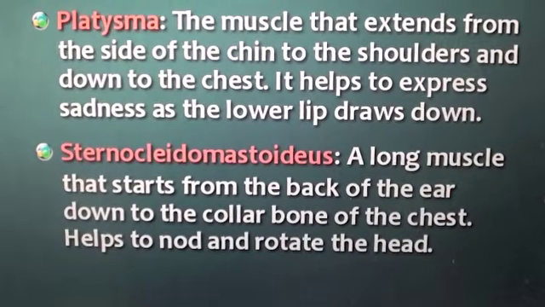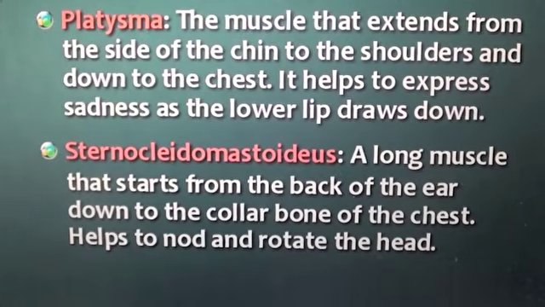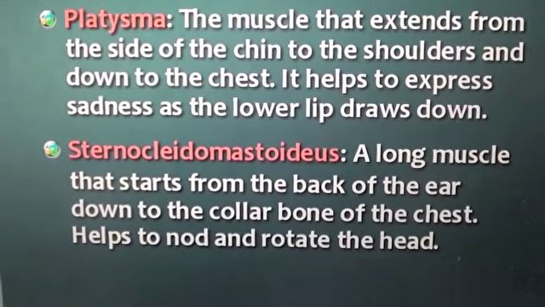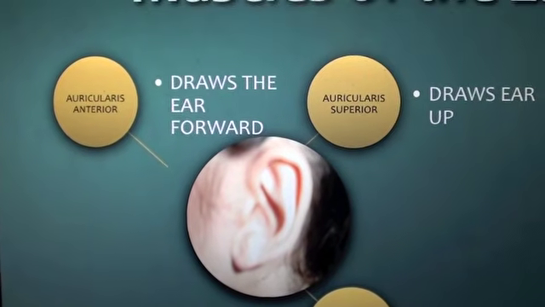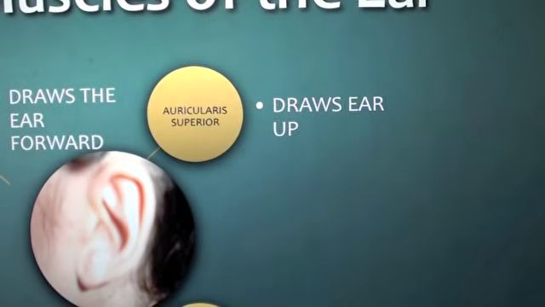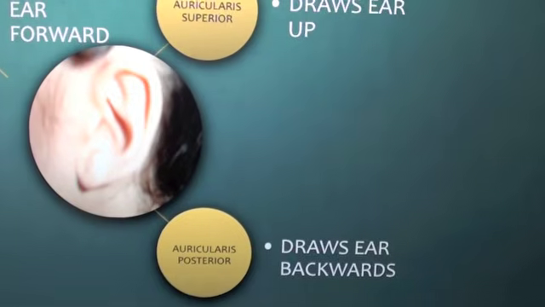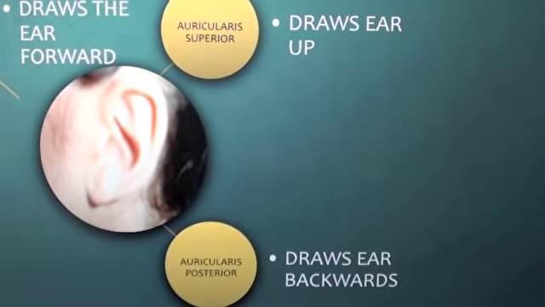Sternocleidomastoidus is a long muscle that starts from the back of the ear down to the collarbone of the chest. Helps to nod and rotate the head. Muscles of the ear. Auricularis anterior draws the ear forward. Auricularis superior draws the ear up. Auricularis posterior draws the ear backwards.